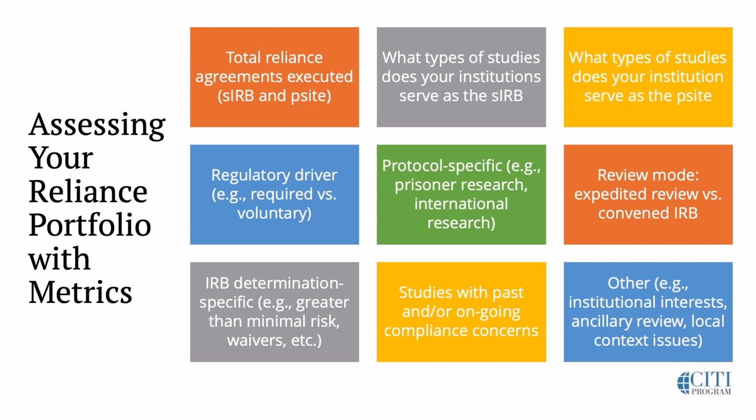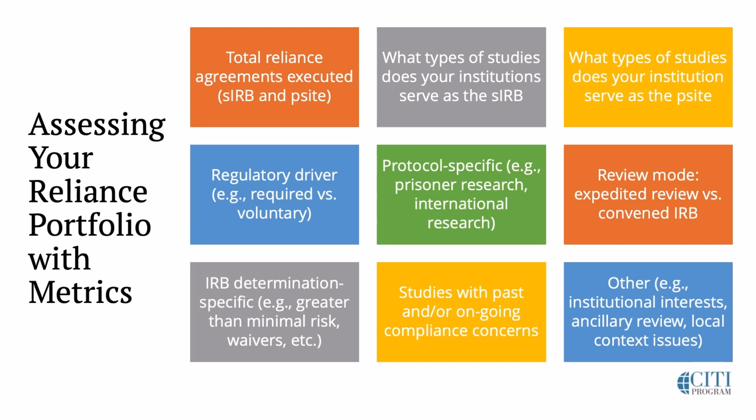Chances are your broader human research protection program is already collecting and tracking some metrics. So now all you need to do is look at this through the reliance frame. With that in mind, consider collecting total reliance agreements executed, differentiating between your institution's role as a single IRB and participating site. From there, you can examine what these two subsets look like. For example, what types of studies does your institution routinely serve as a single IRB? What types of studies do you routinely serve an external IRB and cede to another? Anything of interest or of note there?